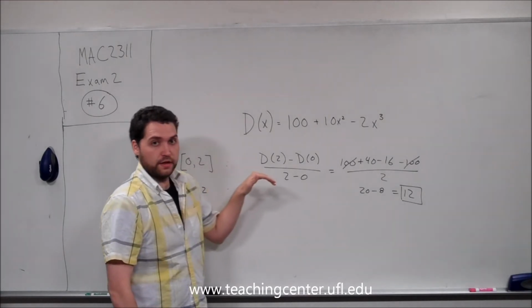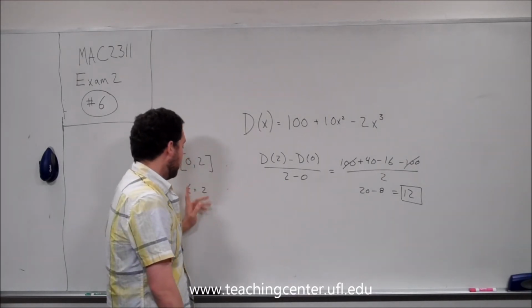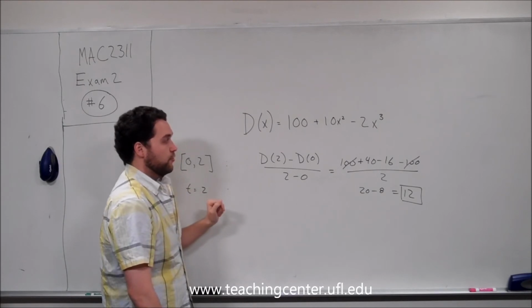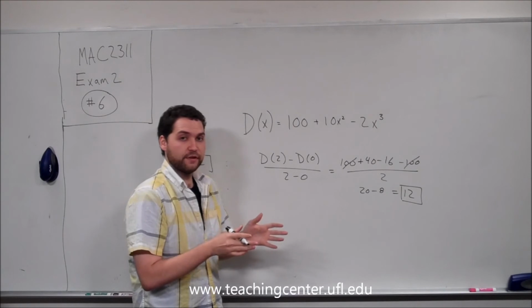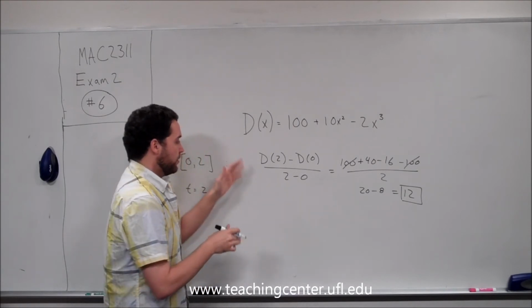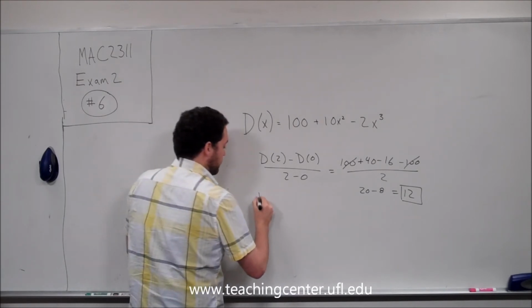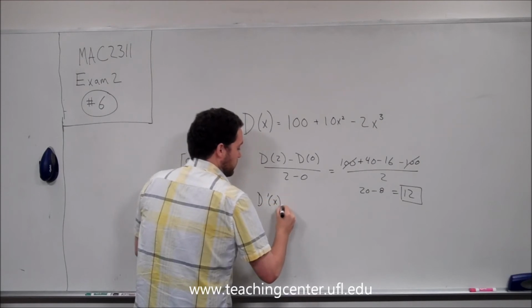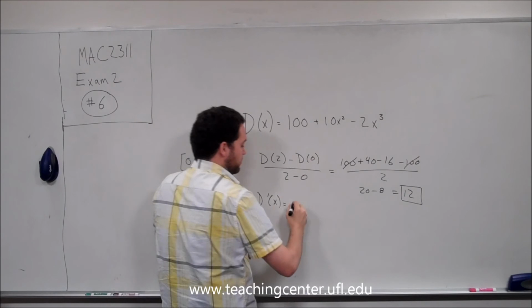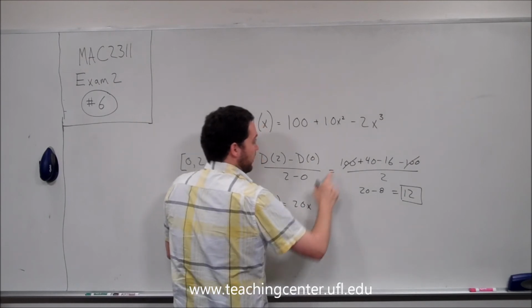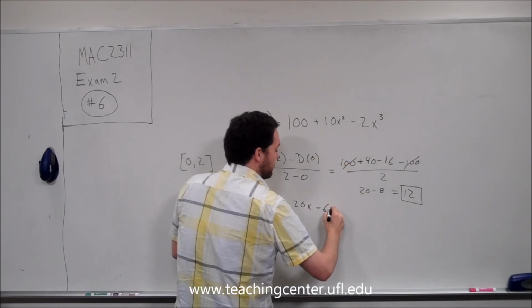So that's the first part of the question. The second part is: what is the instantaneous rate of change at 2? Whenever they say instantaneous rate of change, or essentially don't give you the keyword average, you want to take the derivative. So let's find d prime. The 100 goes away because it's constant. The derivative of this term is 20x, and the derivative of this term is negative 6x squared.